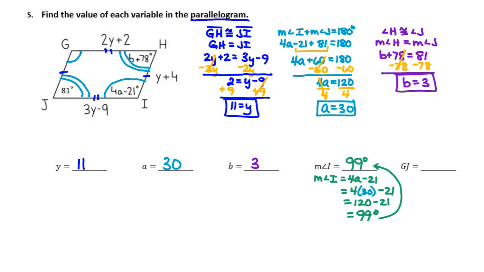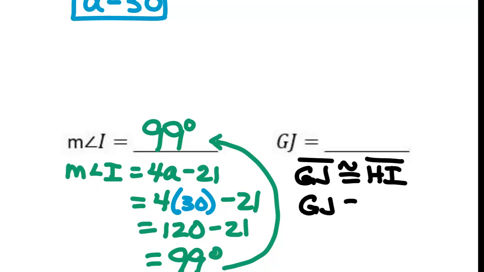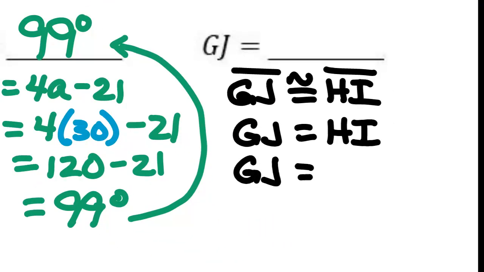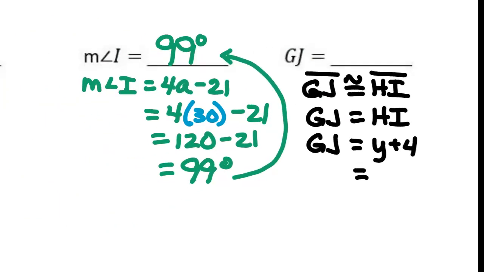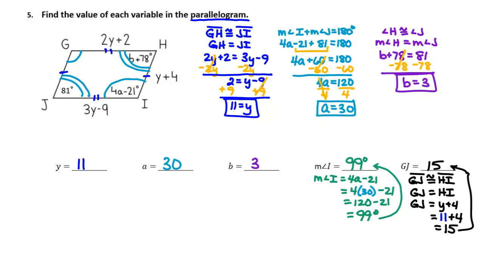And then for GJ, GJ is congruent to HI. So the measurement of GJ is equal to the measurement of HI. HI is y plus 4. And we figured out at the beginning that y is 11, so I do 11 plus 4, which gives me 15. So 15 for GJ.